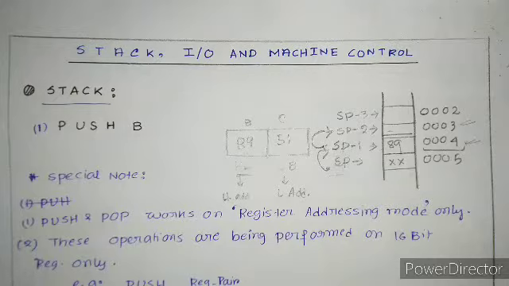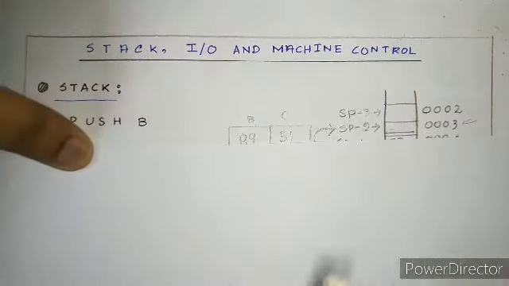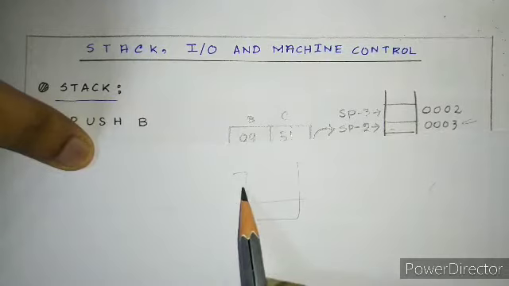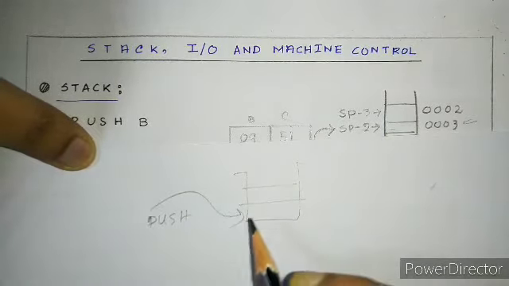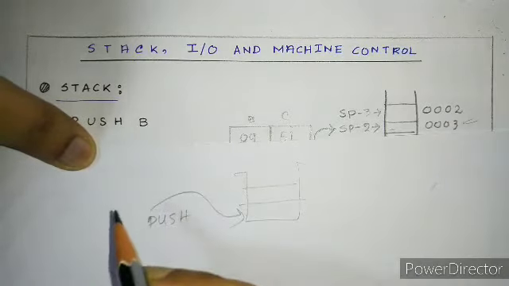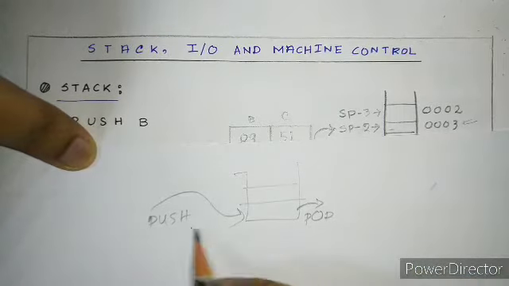So first is stack. We know that stack is in this memory, it works on the last in first out principle, right? The two major operations that can be performed on stack are push and pop. When we want to insert some data in memory, we write push, and when we want to get out some data, we write pop. This is for inserting, this is for deleting.